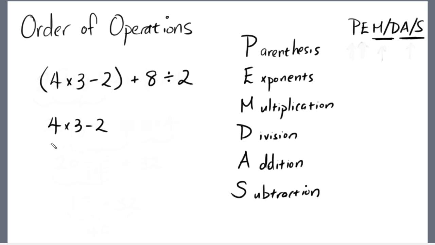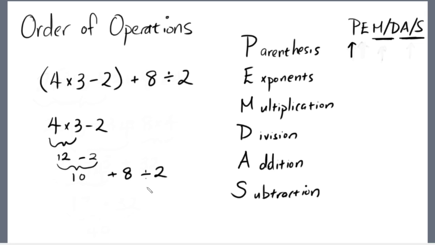Are there exponents here? There isn't. Is there multiplication or division? There is. So we solve that. This is going to be 12. And then we go to the next step because I know it's going to be 12 minus 2, and that's going to be 10. We move on and copy down the rest of the question that we haven't used yet. So what we've done is we evaluated 4 times 3 minus 2, and we saw that became a 10. So now we're back outside. We finished the parenthesis step.